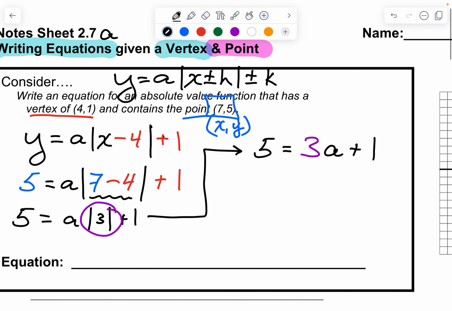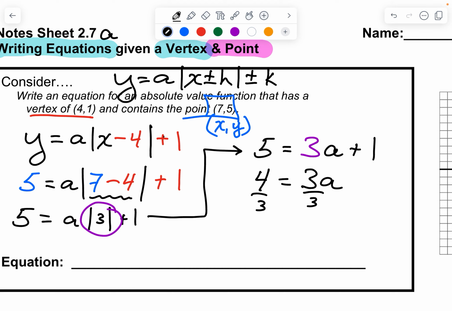Okay, again, you see what's going on here. We're solving this equation for a. So, of course, you're going to subtract 1, and that's going to give you 4, and then you're going to divide by 3. Now, be careful. When you divide by 3, it's 4 over 3. a equals 4 over 3.